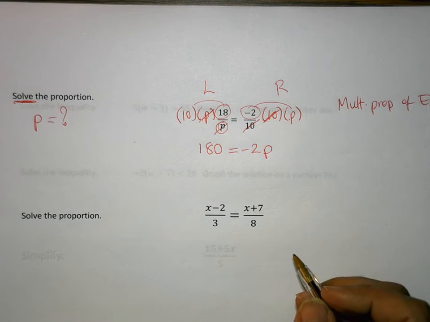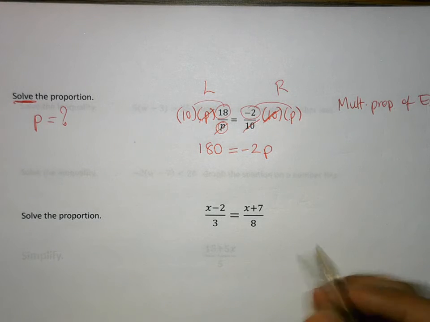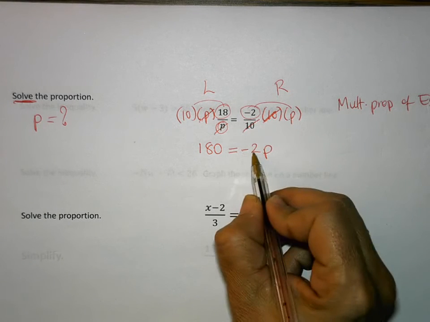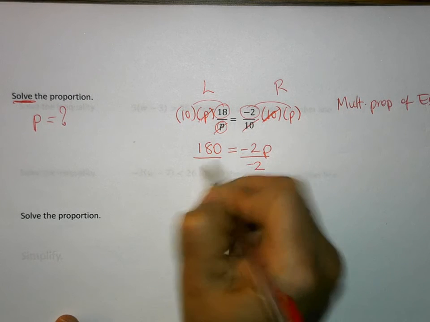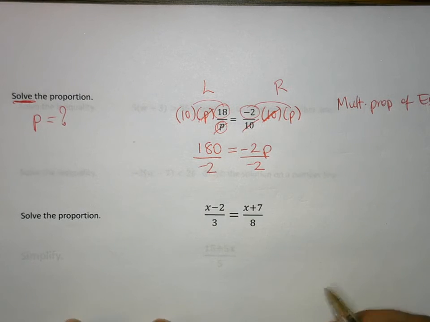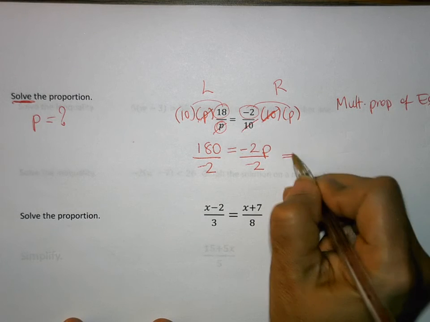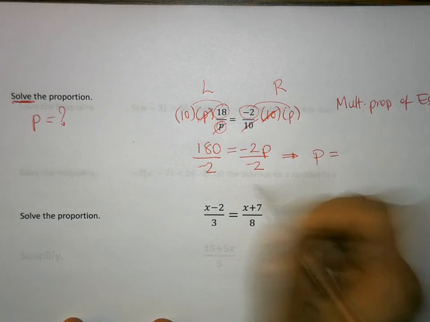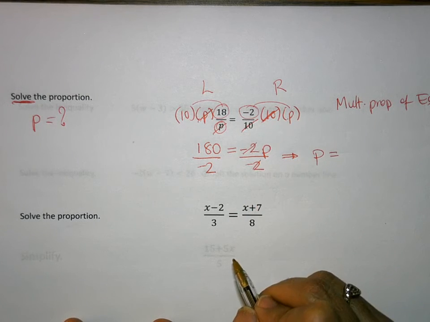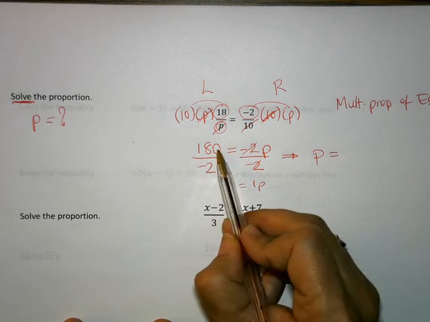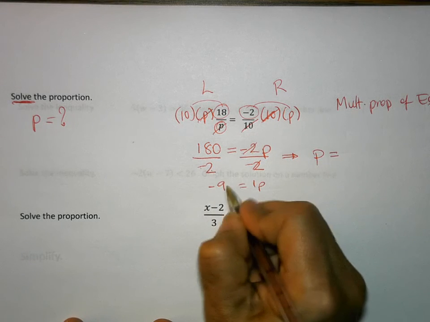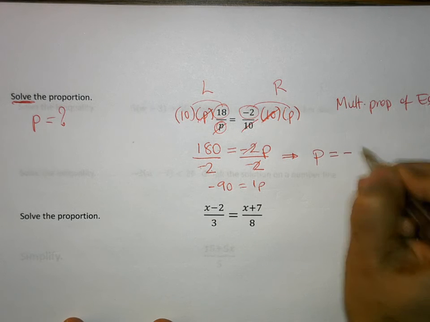I have to divide by a negative 2 because I have a negative 2 times p. So I'm going to divide by a negative 2, divide by a negative 2. And that way I will finish right here. P is all by itself now because negative 2 divided by negative 2 is 1p. And 180 divided by negative 2 is negative 90. So p equals negative 90.